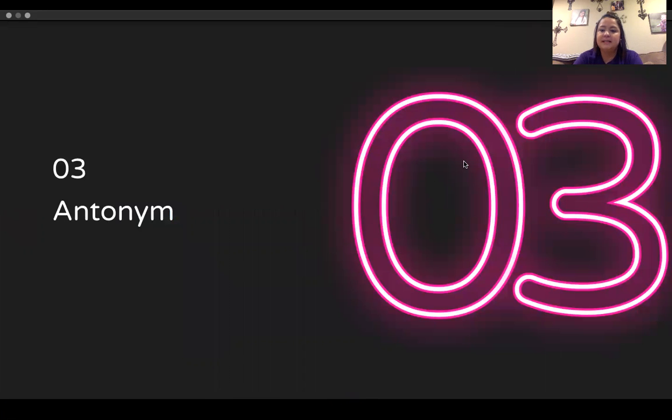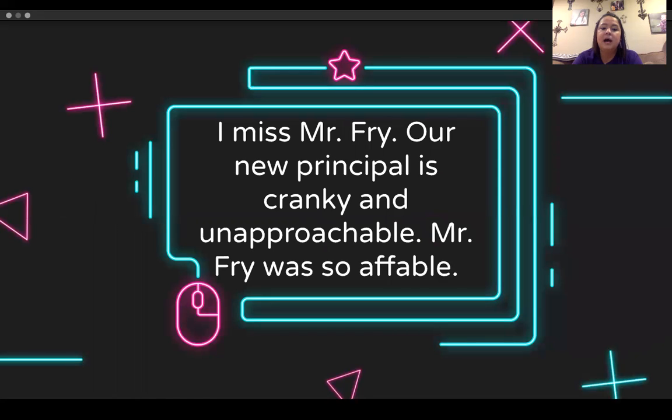The third way is antonym. We know if synonym is the same, then antonym is the opposite. So sometimes they might give you the opposite of what the word means, and you can determine word meaning from that. I miss Mr. Fry.